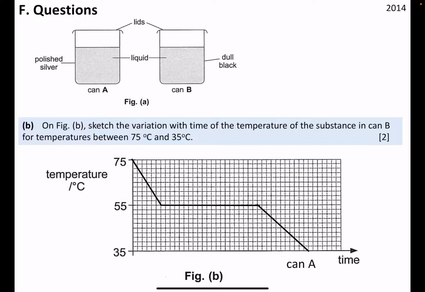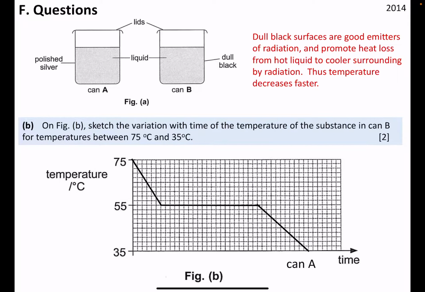In part B of the question, sketch the variation with time of the temperature of the substance in can B for temperatures between 75 and 35 degrees Celsius. Can B has a dull black surface. In this case, we're going to use emitters because the liquid is hot and the liquid will lose thermal energy to the cooler surrounding. Dull black surfaces are good emitters of radiation, and so it will promote heat loss from the hot liquid to the cooler surrounding by radiation.